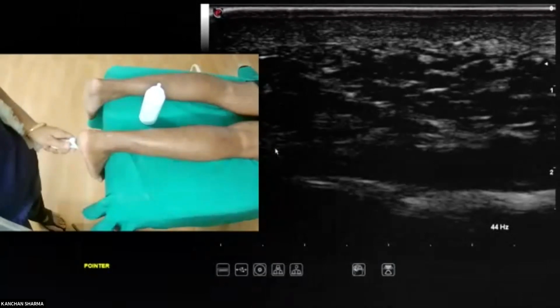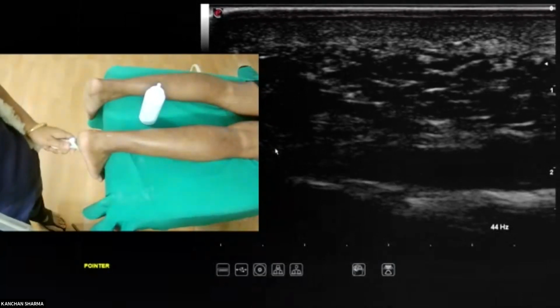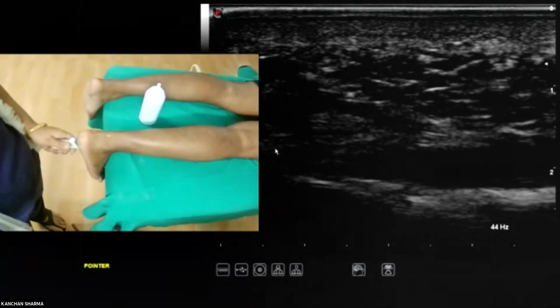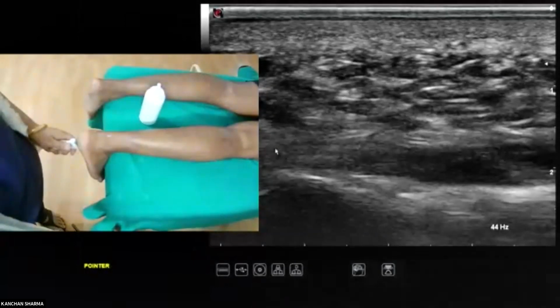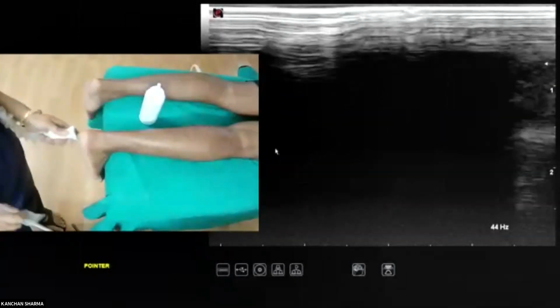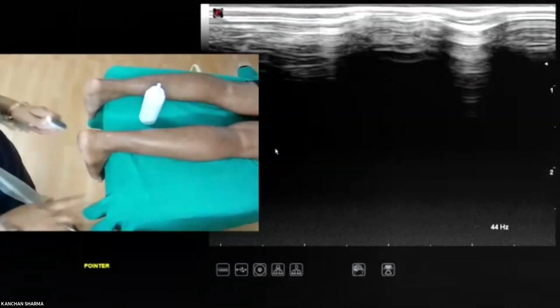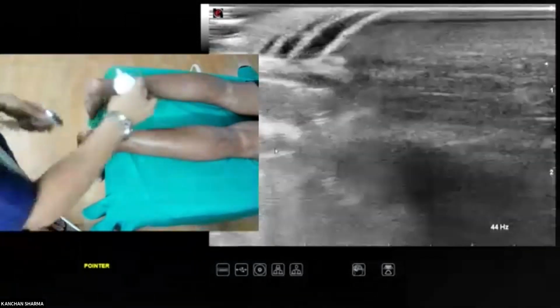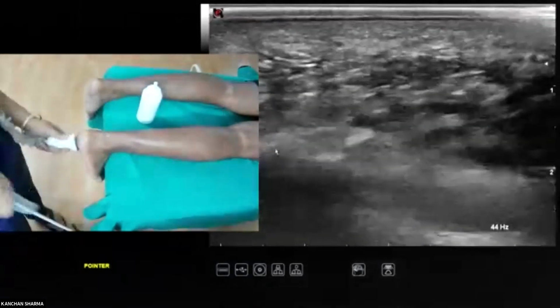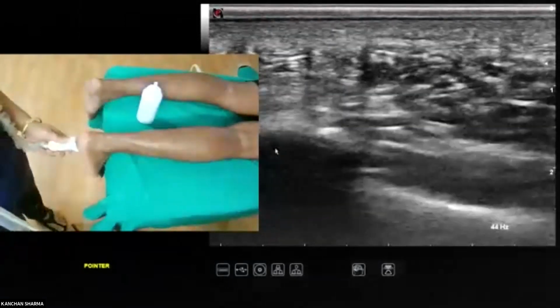So see, if I had not increased the gain, it would have been difficult for me to look at the fascia. That is the setting you should be doing if you're not able to see the fascia. That was a tip which I wanted to give you because this has happened with me in the initial days, and I never read it, to be very frank. Later on the teaching started, and we all learned from our mistakes. This was the mistake which we were doing.